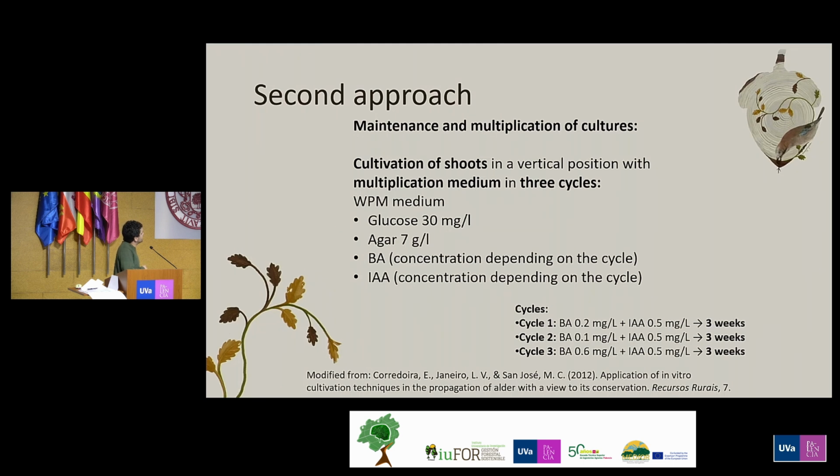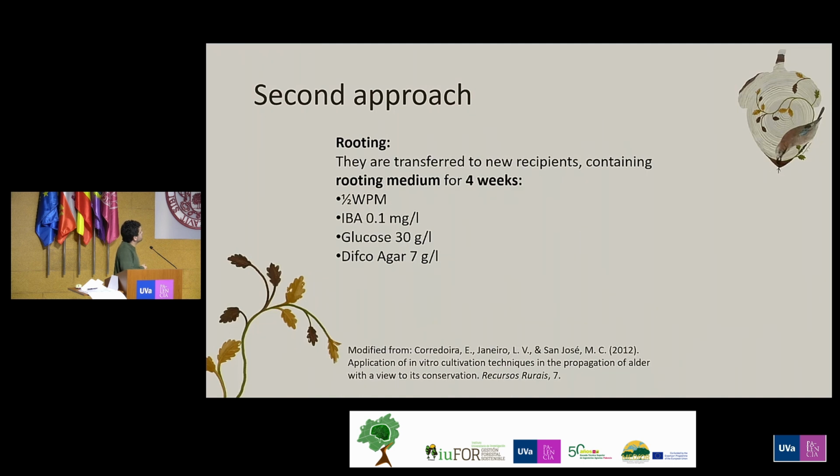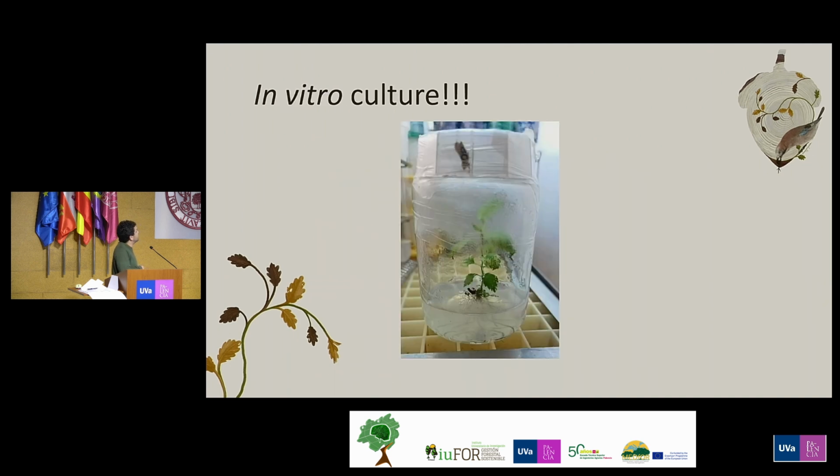And after that, I follow, as I told you, these cycles, and then the rooting. I transfer to new recipients with more glucose. At this point, we assume that there are no fungi, and half of the WPM, half of the nutrients, and then you have in vitro culture. I'm currently in these steps.